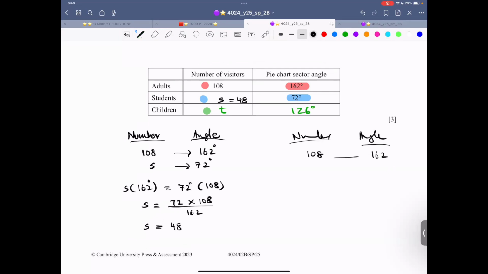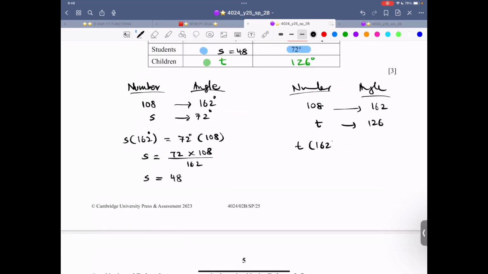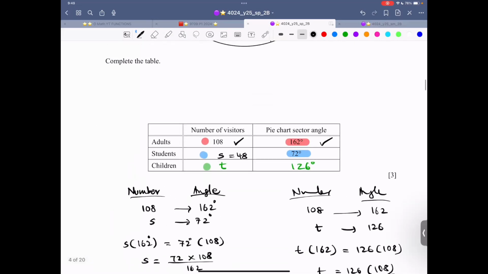So now 108 corresponds to 162. Therefore, T corresponds to 126. Again, direct proportionality, T into 162 is 126 into 108. Therefore, T is 126 into 108 divided by 162. I'm showing all the necessary working. 126 into 108 divided by 162. Writing it out and then write the exact answer. So T comes out to be 84. And also write over here, T comes out to be 84. So now this is all good, all clear. So that is how this part is done.